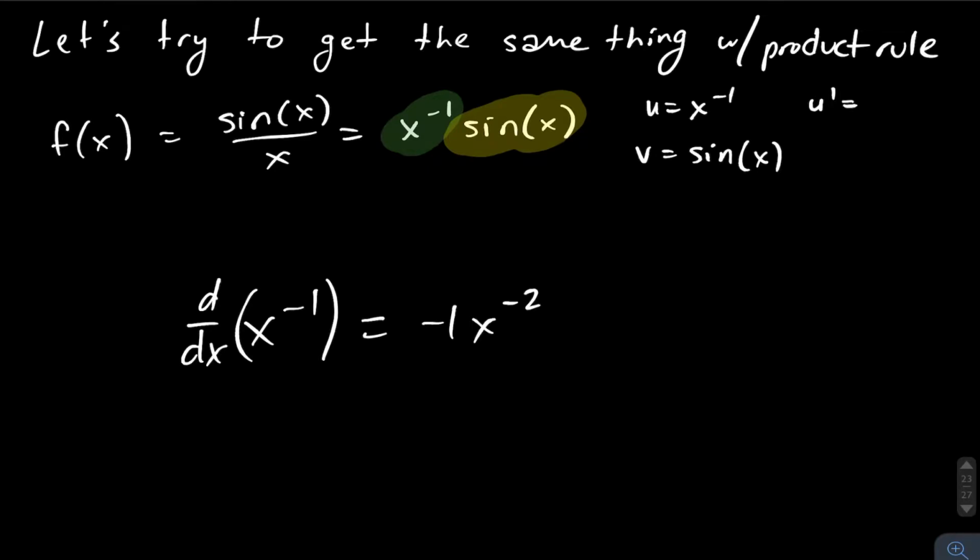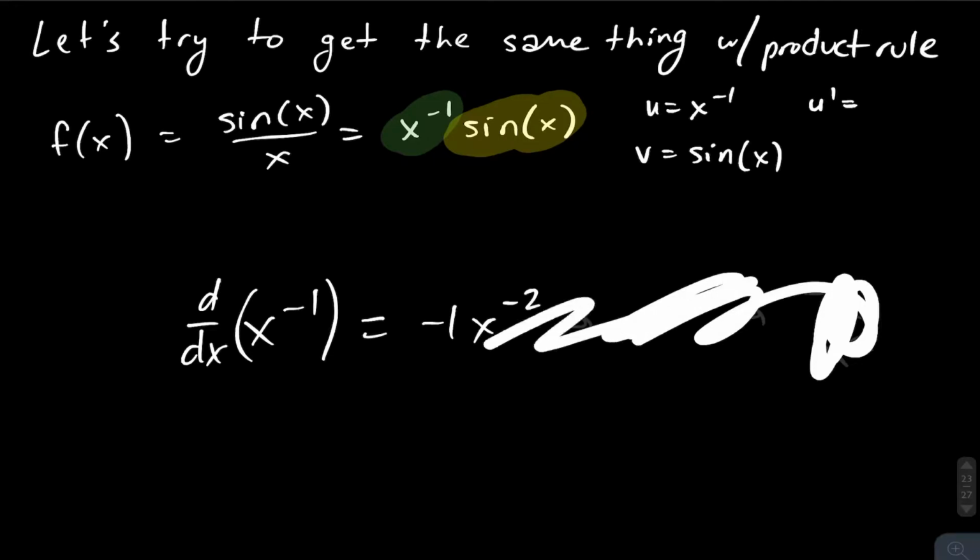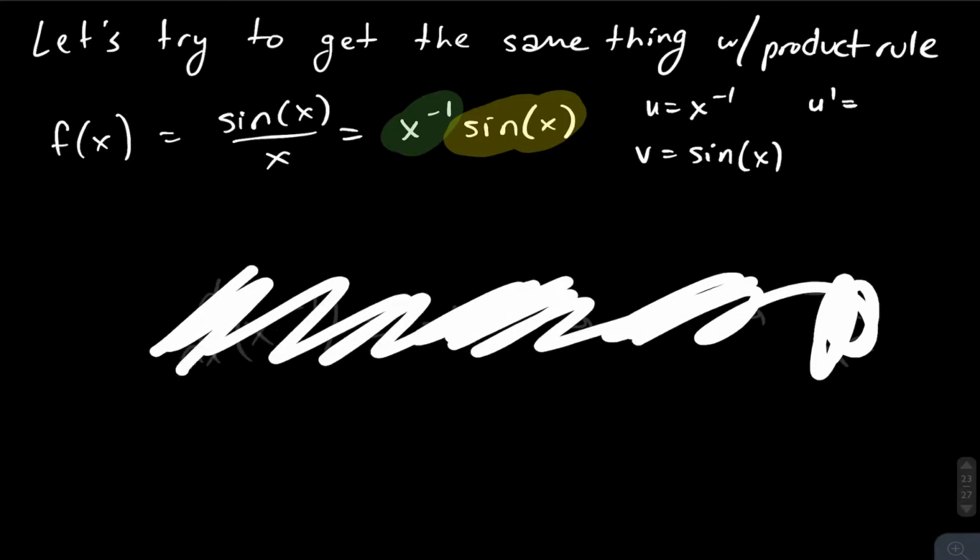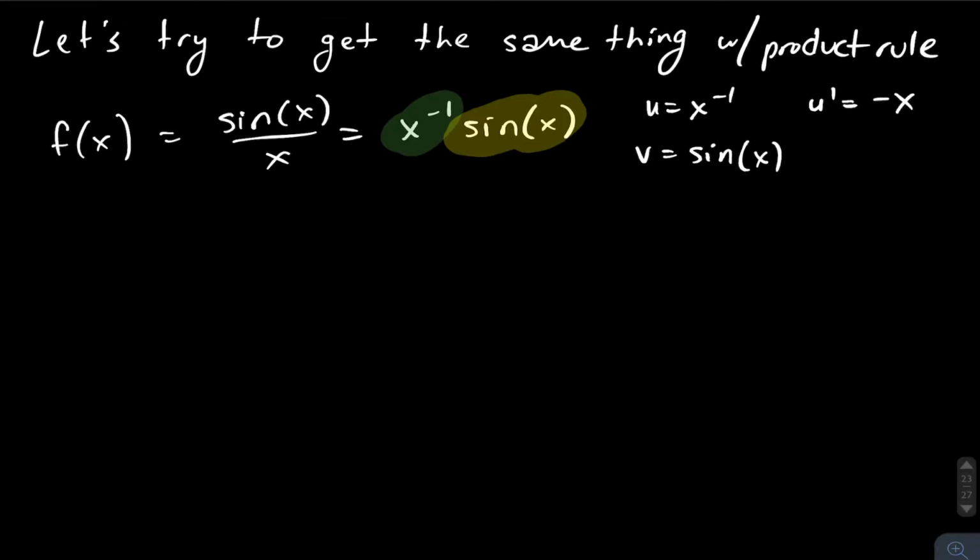Okay, so we have basically negative x to the negative 2, which is the same thing as negative 1 over x squared. Okay, so that's how you get that. We can write that as negative x to the negative 2 for now, just because we're still writing negative exponents. And we have v prime, that's going to be cosine x. That's the derivative of sine. Awesome.